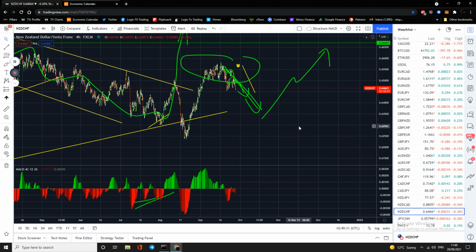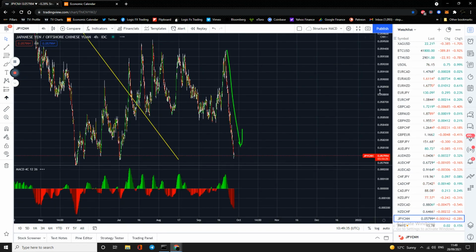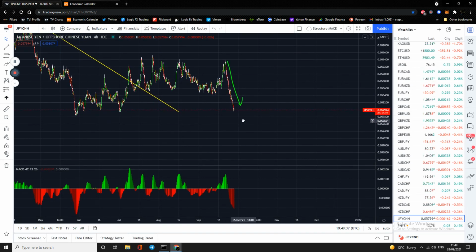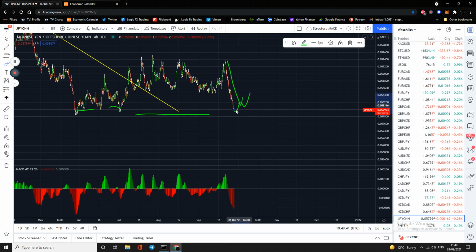So New Zealand dollar, Swiss, I'm not going to bother with that. And then yen against the Chinese yuan. Well, that's continuing on. It's come into this area. I think it'll continue to go down. Still need a setup for it, guys.